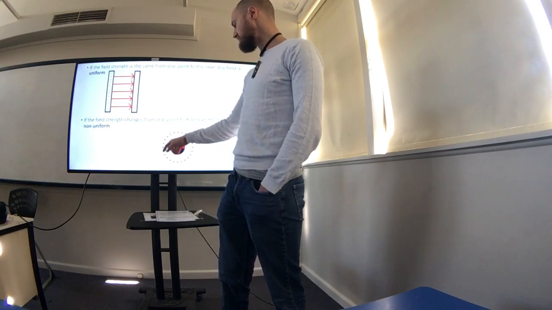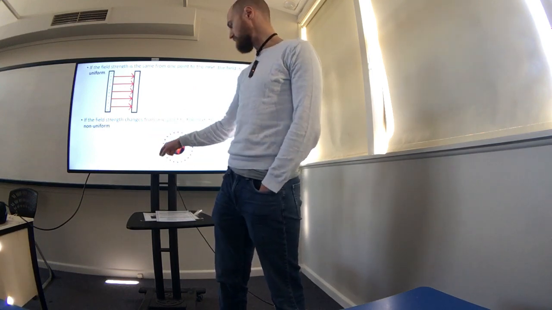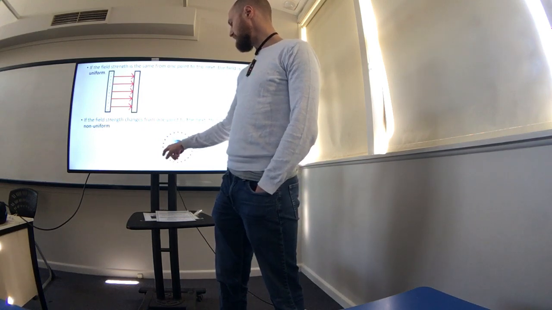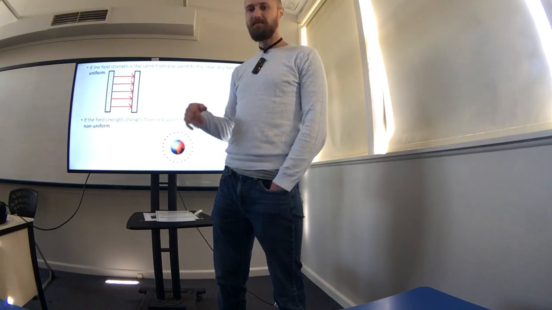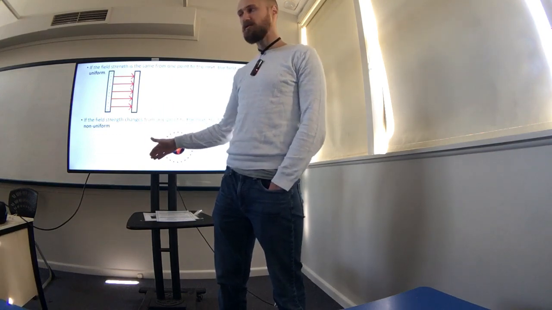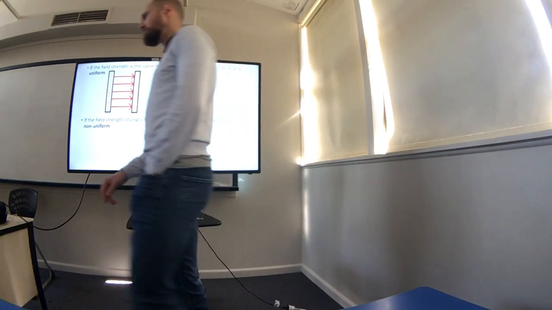So it's not always going to change if I go from one point to the next. If I walk along the Earth's surface, gravitational field strength is going to remain approximately the same. But within this field, if I go from one point to another, I would get a different field strength as I move towards or away from the Earth. So non-uniform as a result.